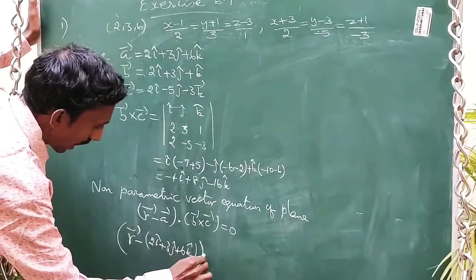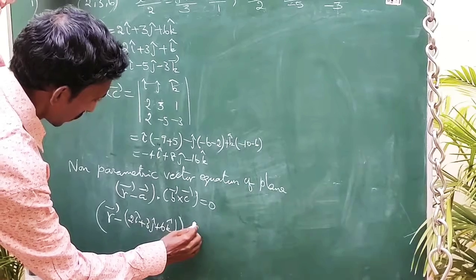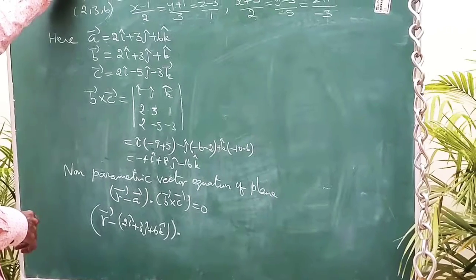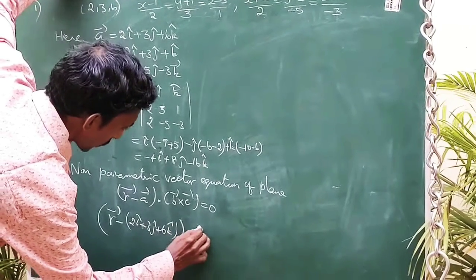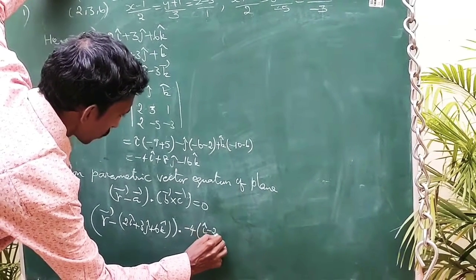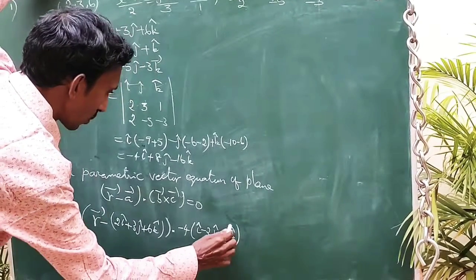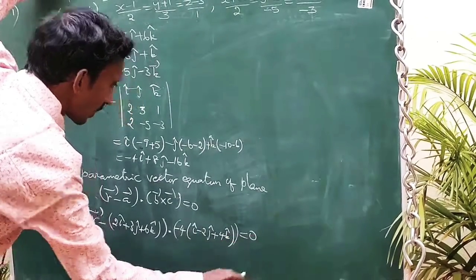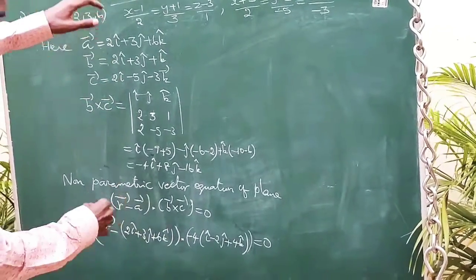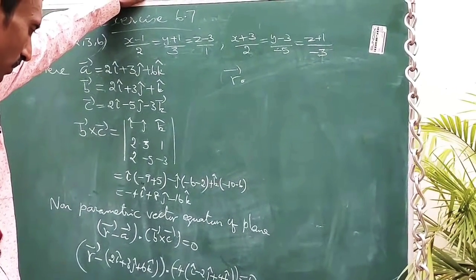Dot B cross C, which we just found: minus 4i plus 8j minus 16k. If you want, we can take minus 4 outside, so minus 4 into (i minus 2j plus 4k), we can write it in a simpler way, equal to 0. So we can write this in two ways. R vector dot, what is that value?